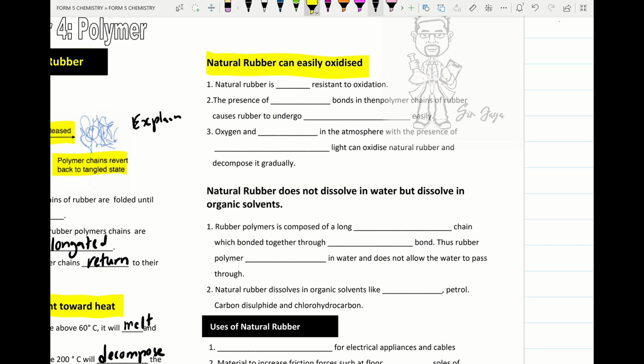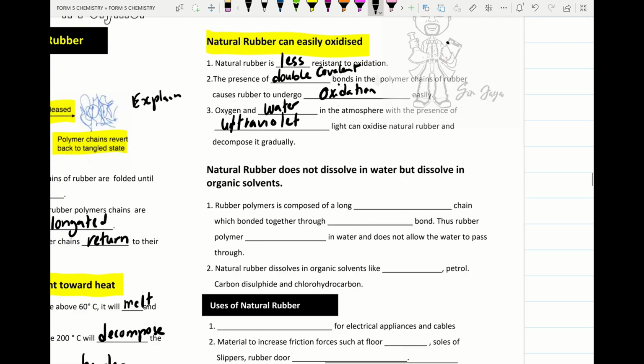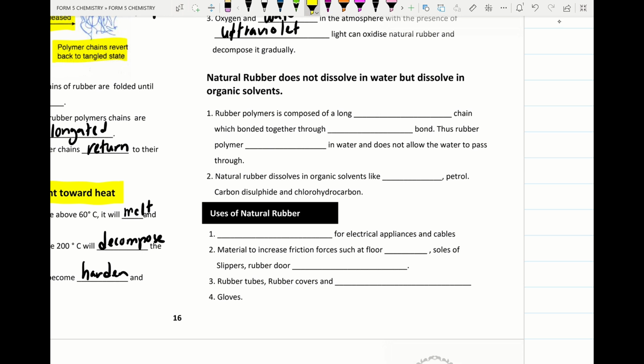Characteristic number 3: natural rubber is easily oxidized. Natural rubber is less resistant to oxidation. The presence of double covalent bonds in the polymer chain of rubber causes the rubber to undergo oxidation easily. Oxygen and water in the atmosphere, with the presence of ultraviolet rays, can oxidize the natural rubber and decompose it gradually. Now, topic number 4.